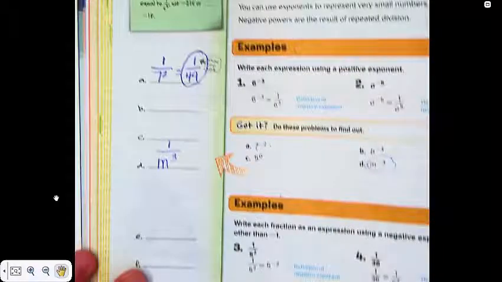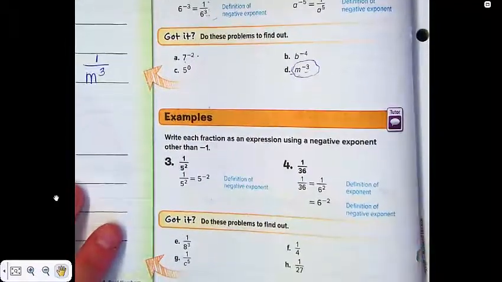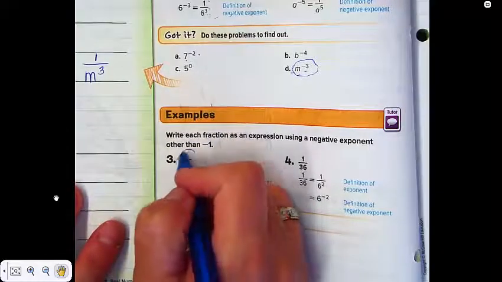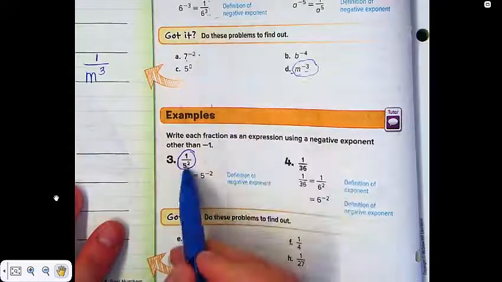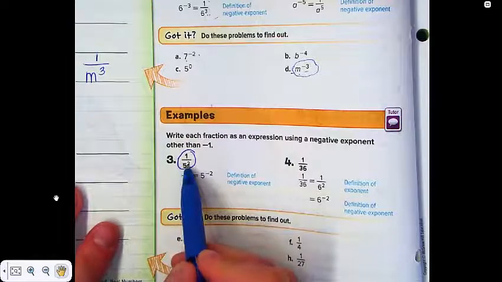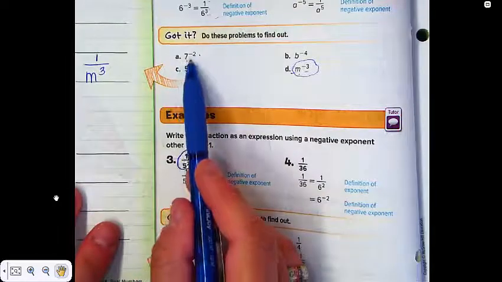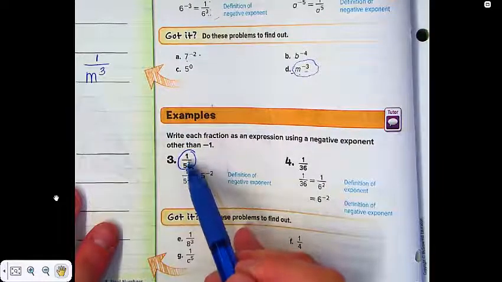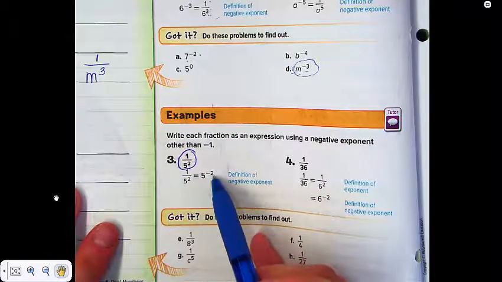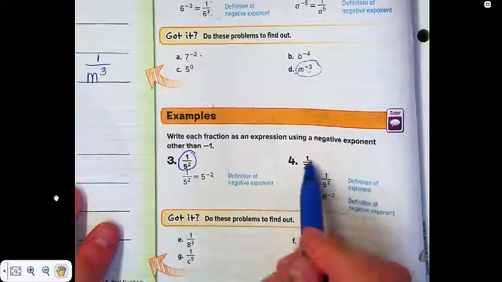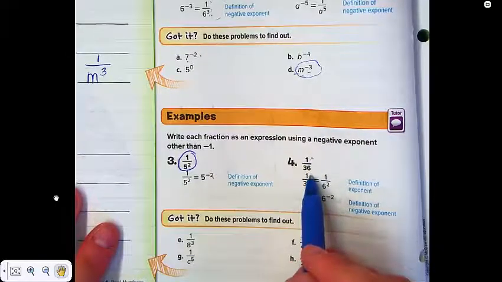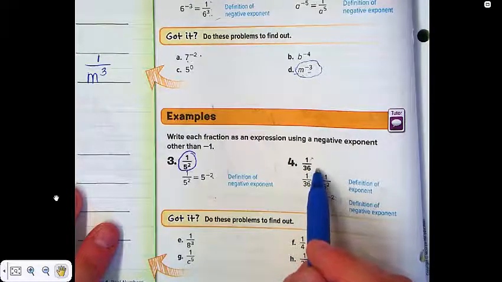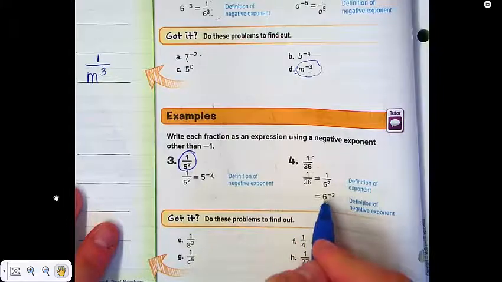Okay? Now this next section, it says write each fraction as an expression using a negative exponent. So if I look at this one, I know that it's 5 to the +2 now, but remember, on these, I made it into a fraction, and all I'm doing now is undoing the fraction. So I know that this then becomes 5 to the -2. This one is 1/36. 6 times 6 gives me 36, so that's 6 squared. So this becomes 6 to the -2.